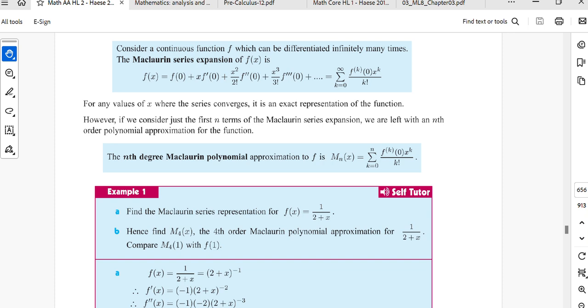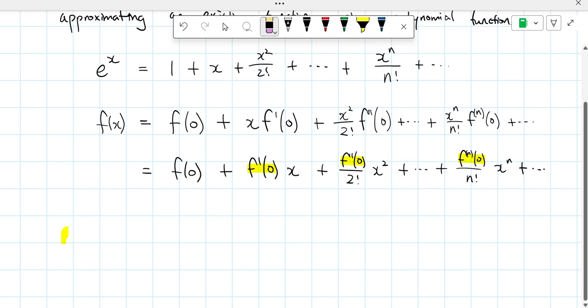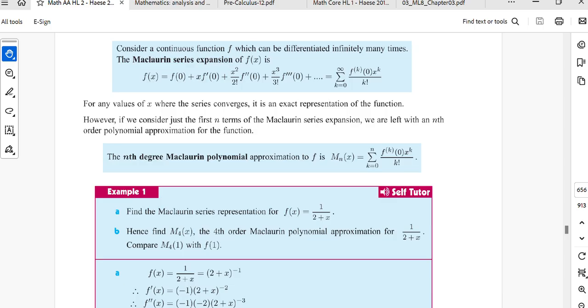Oh, I can't copy and paste it. If I'm using this screen, I'll need to write it. Because I'm already using the Snip and Sketch app, I can't use that again to take a screenshot of it. So my f of x is equal to 1 over 2 plus x. So the question is, can I find the Maclaurin series representation of this function?